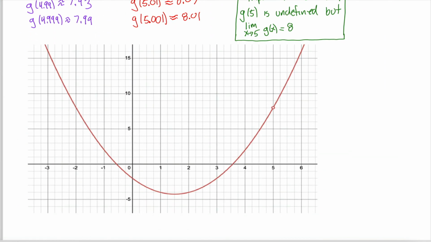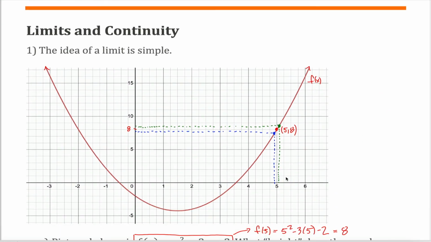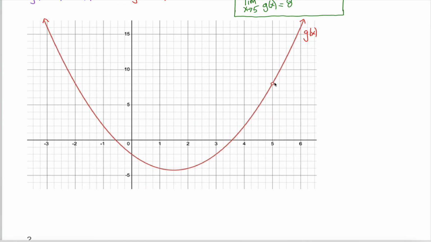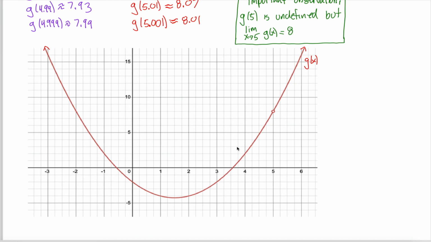The graph of g of x looks almost identical to the graph of f of x that we had up here. The only difference is g of x has this little open circle right here, this hole. It's what's called a removable discontinuity. More on that later. And because it has this open circle here, when you try to plug 5 into this machine, there is no defined output because the open circle is not part of the graph.